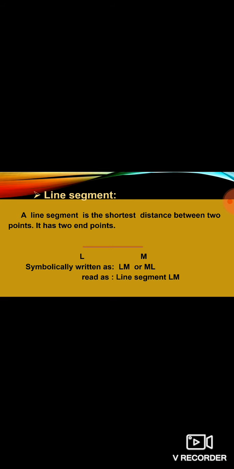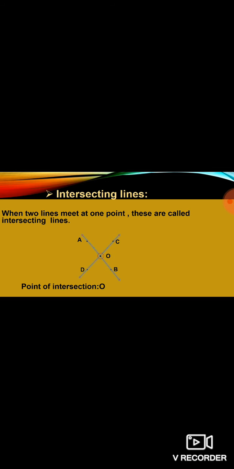Now we will move to the next definition, that is intersecting lines. When two lines meet at one point, these are called intersecting lines. Dear students, we have two lines like line AB and line CD. These two lines have one point where they meet. Yes, these two lines meet at point O. So the given lines are intersecting lines and the point of intersection is O.